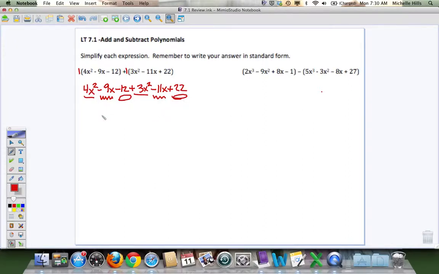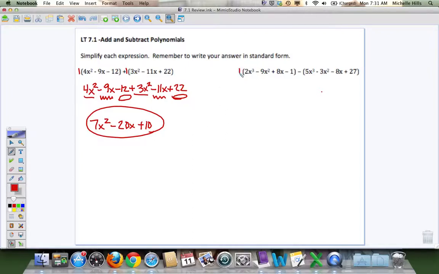Standard form, as a reminder, is largest exponent first on my x's. So x squared before x, and then the final thing is always the constant. So 4x squared plus, because of the plus sign right in front of it, 3x squared is 7x squared. Minus 9x minus 11x gives me a minus 20x. And then negative 12 plus 22 is a positive 10, so plus 10. So 7x squared minus 20x plus 10.